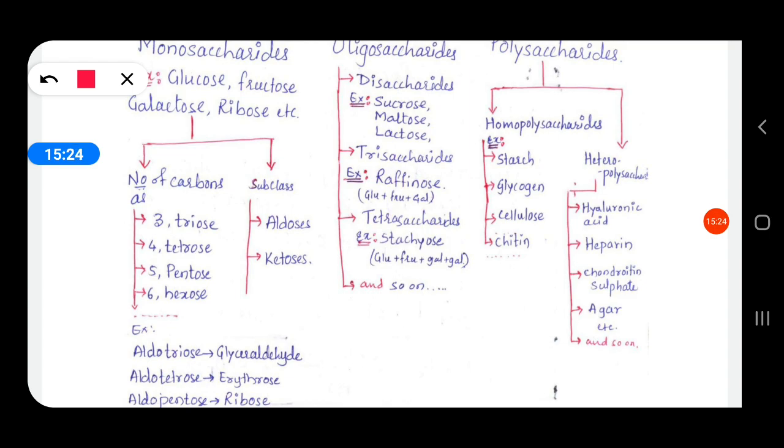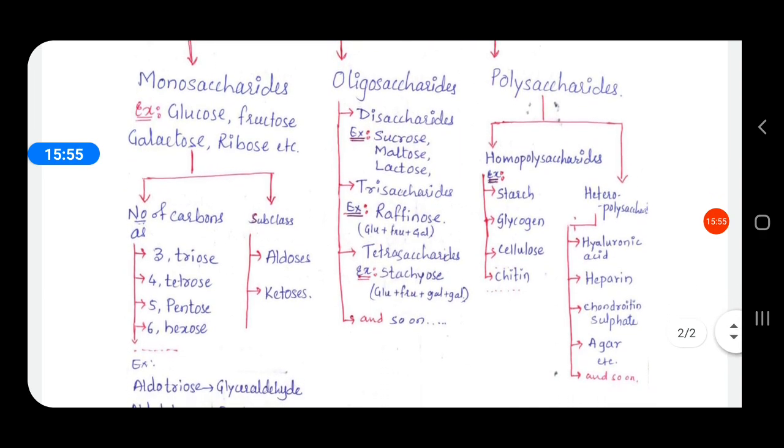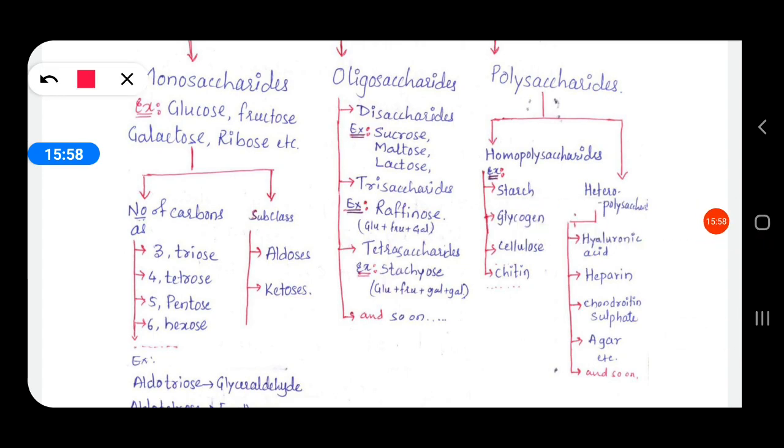The next class of the carbohydrates is polysaccharides. Poly, the name itself indicates more number, infinite number. So when a carbohydrate on hydrolysis yields infinite number of monomer units, then it is called polysaccharides. These polysaccharides are again classified depending upon the types of the monomers obtained as homopolysaccharides and heteropolysaccharides.